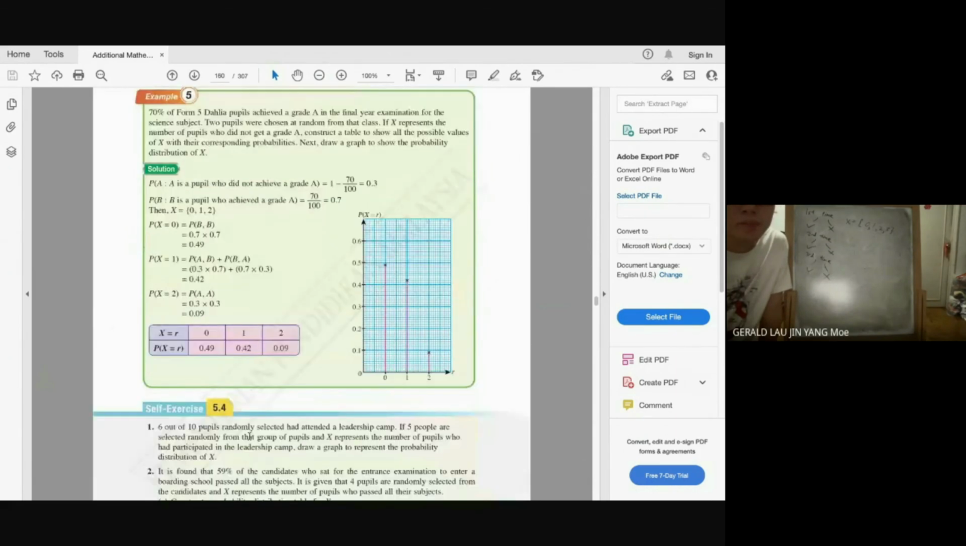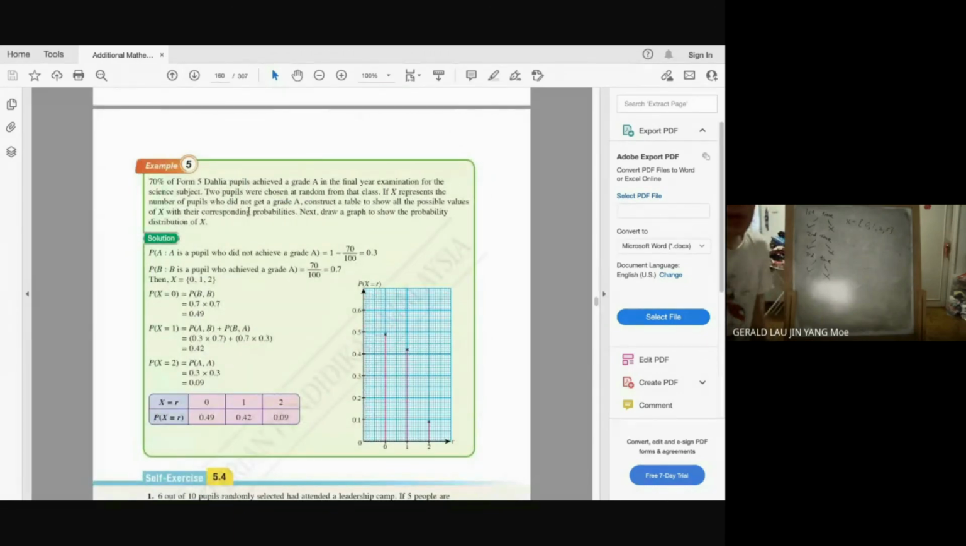Now this one might be a bit easier. 70% of Form 5 Dahlia pupils achieve a grade A in the final year examination for the same subject. 2 pupils were chosen at random from that class. If X represents the number of pupils who did not get a grade A, construct a table to show all the possible values of X with their corresponding probabilities, and then draw the graph. So 70% achieve a grade A. That means 0.7 in decimal form achieve grade A, and 0.3 did not achieve grade A.